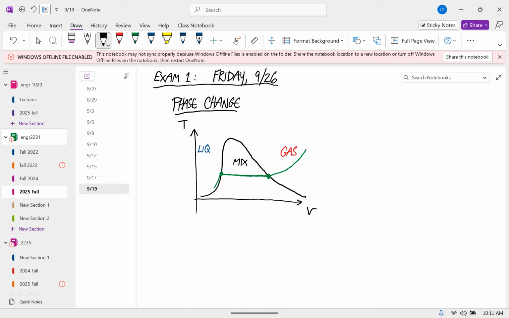So at this point, let me make that arrow a little clearer. At this point here, this is a saturated liquid. At this point here, it's a saturated vapor.